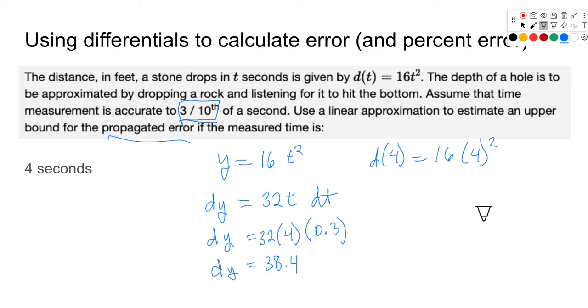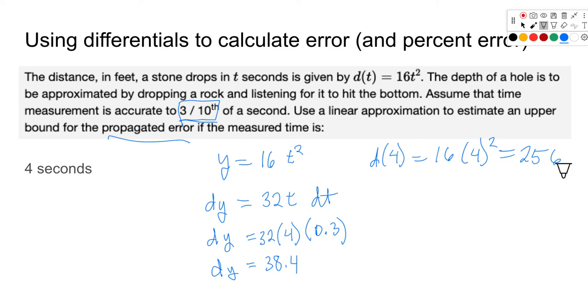60, no, not 64. 256, yeah. I knew it was one of those bigger numbers, 256. So now let's try to get the context. We found that because it took 4 seconds, the well should be 256 feet deep.